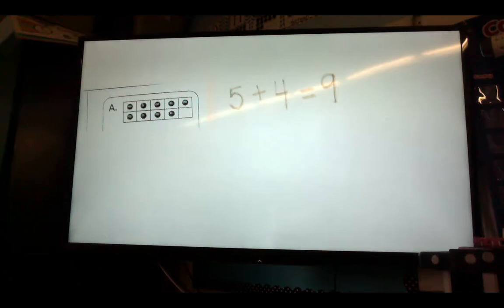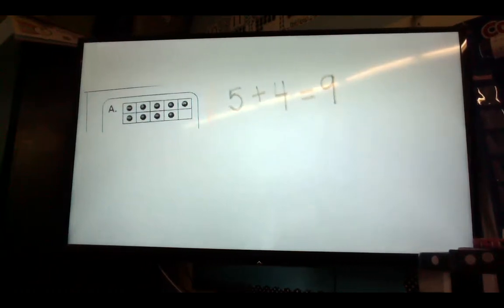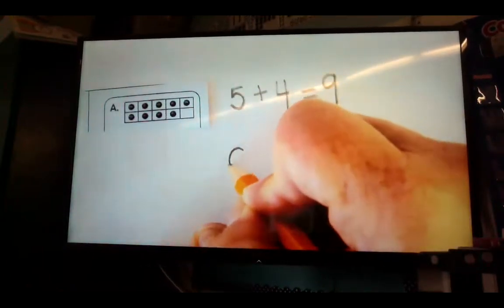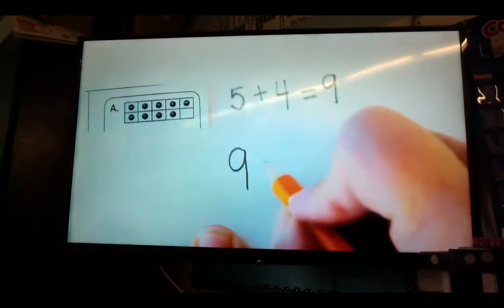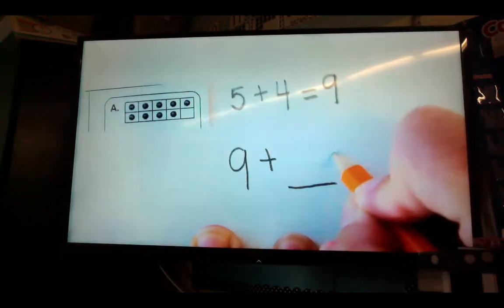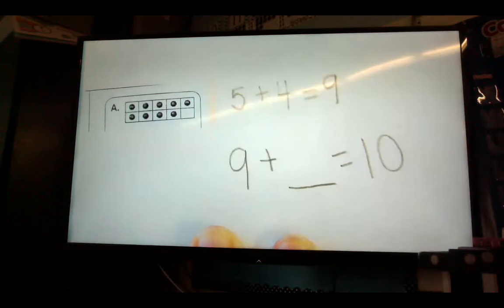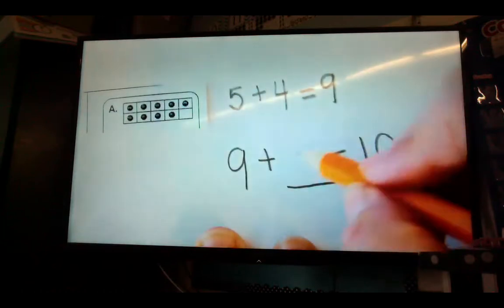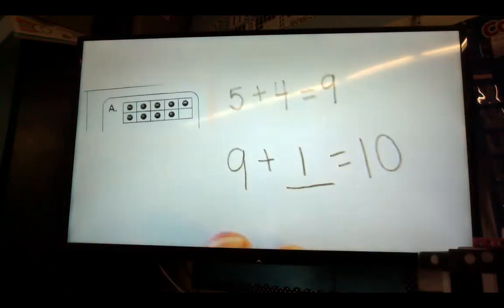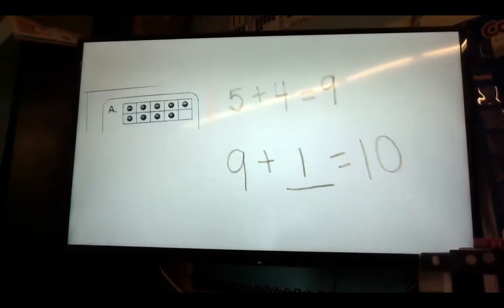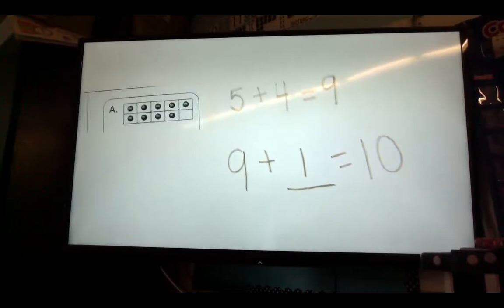How many more dots do I need to get to 10? I need 1 more dot to get to 10. I have 9 dots. How many more do I need to get to 10? I need 1 more dot. Let's read that equation together. 9 plus 1 equals 10.